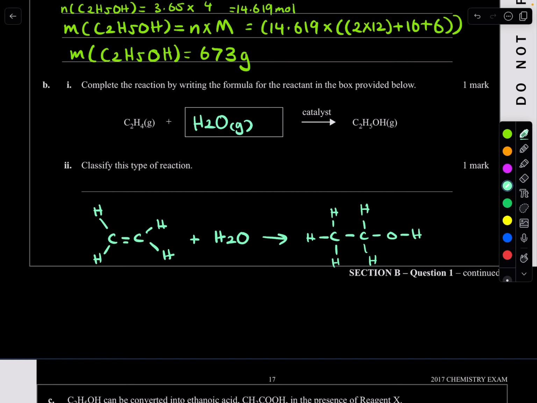Easy. Classify this type of reaction. Well, this is an addition reaction, because what we've done is added two molecules and only received one. So whenever you have two molecules and you add them together and you only get one product overall, it's always going to be an addition reaction. When you add two things and you get only one product, that's an addition reaction. So easy. An addition reaction. Beautiful.